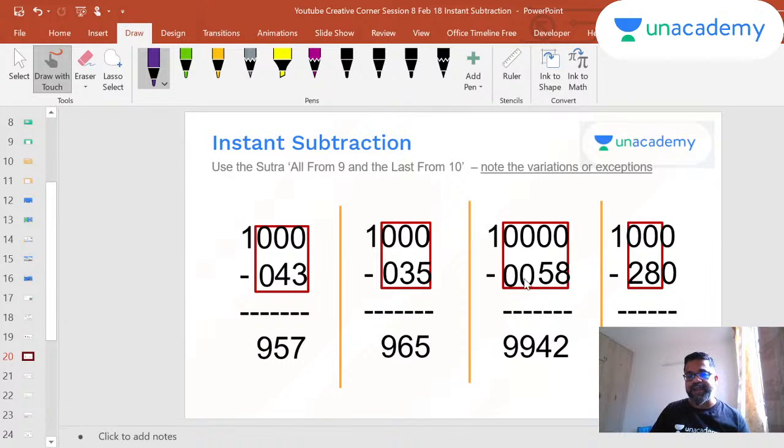I have 2 digits here, I pad them with 0. It doesn't make a difference. 0 before any number doesn't make a difference. It doesn't change the number at all, right? So again, I apply the sutra here, all from 9. So 9 minus 0 is a 9, 9 minus 4 is a 5, 10 minus 3 is a 7.